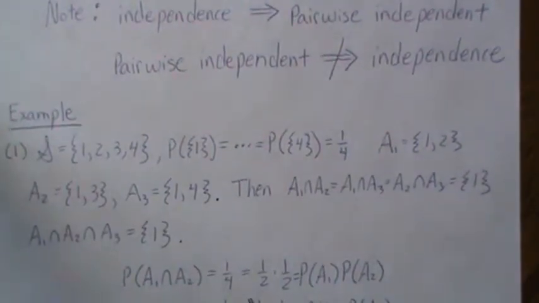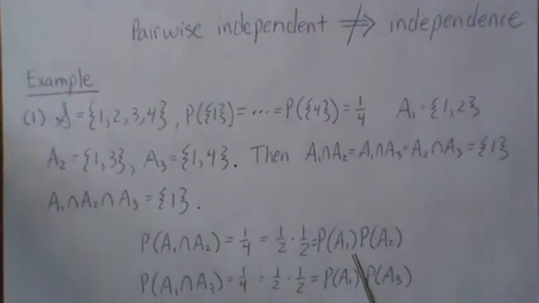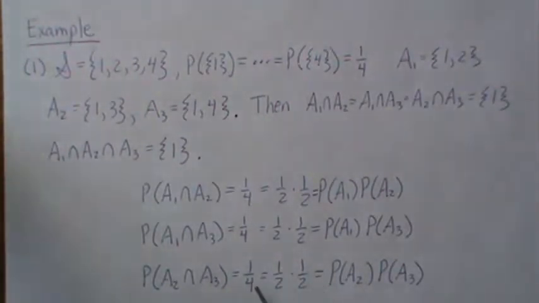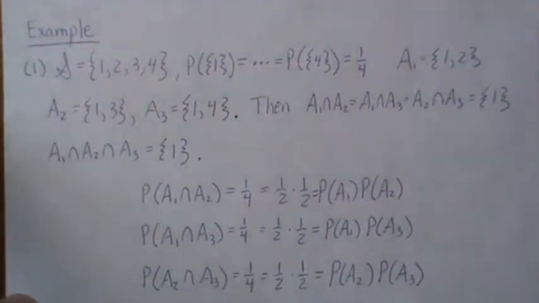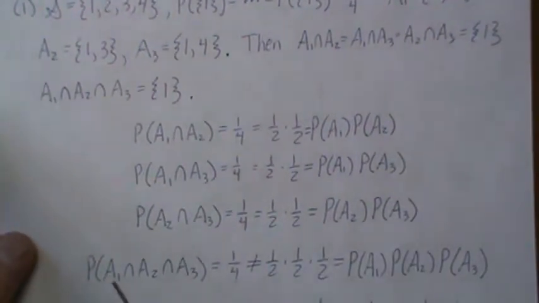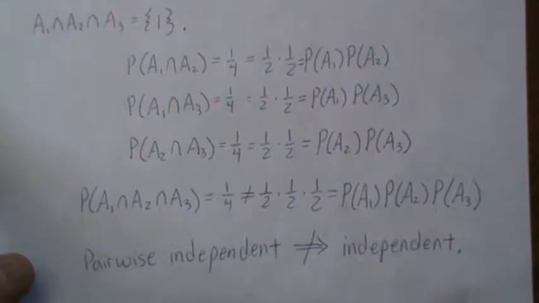So now if we look at their individual pairwise comparisons, A1 intersect A2 equals the product of these events' probabilities, and it holds for all possible two-way combinations. So events A1, A2, and A3 are pairwise independent. Okay, but if we look at their three-way intersection, which is again 1/4, that does not equal the product of their individual probabilities. So this means pairwise independence does not imply independence.